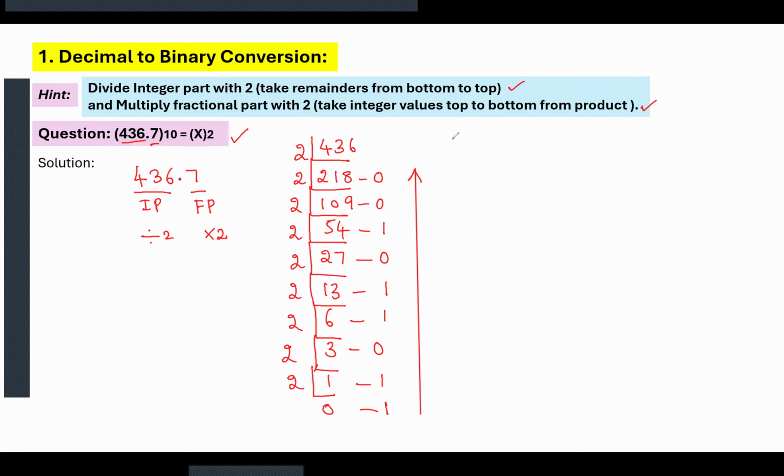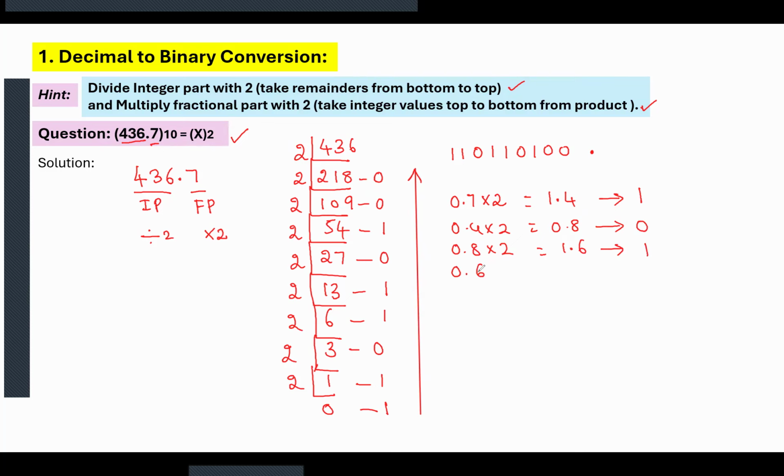Okay. So for the integer part, the value is 110110100 point. Next fractional part multiply with 2. That is 0.7 multiply with 2. This equals 1.4. The integer part in this product is 1. Now take this fractional part again 0.4 into 2 which is equal to 0.8. This is 0. Next 0.8 into 2 which is equal to 1.6. Again this is 1. Again 0.6 into 2 which gives rise to 1.2.